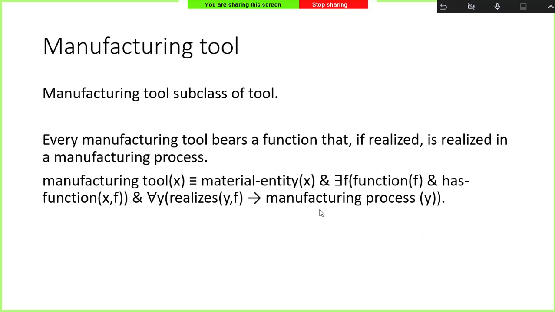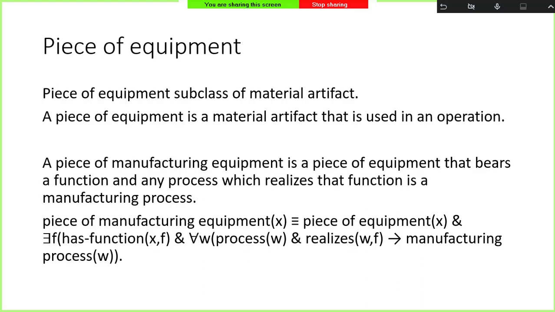Buildings are not tools, for instance. Clothing is not a tool. Heating equipment probably is not a tool, unless you're using the heating equipment as part of a manufacturing process. So piece of equipment is similarly a hard problem. It's a material artifact used in an operation. An operation was also part of the 20-term list via operation specification, if I remember correctly.